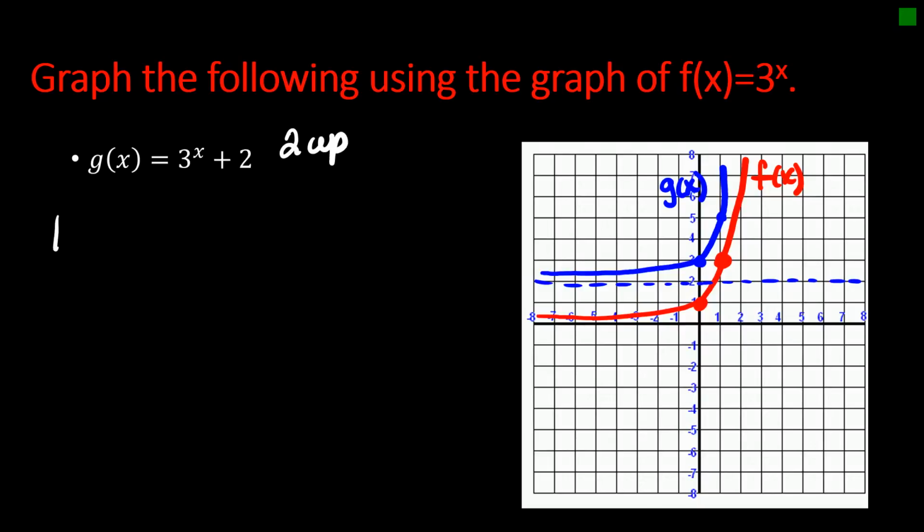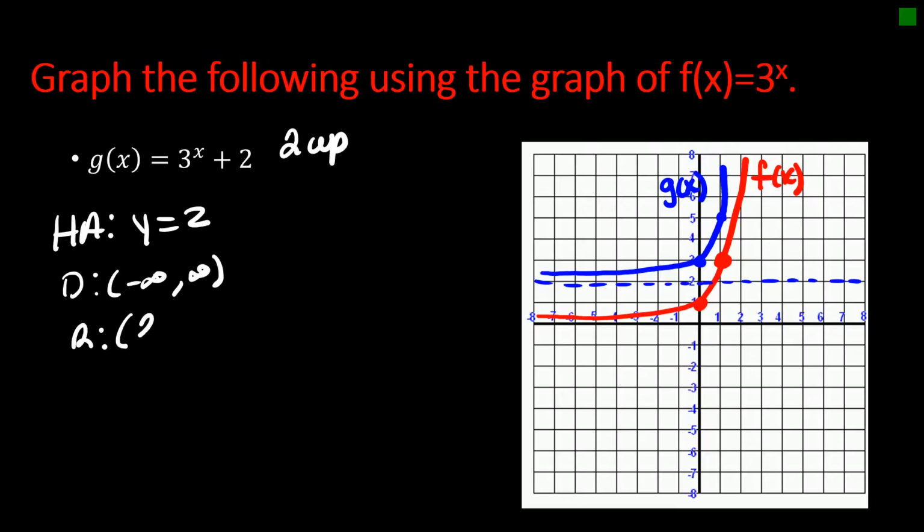So again, our horizontal asymptote changes to y equals 2 because it shifts 2 units upward. Our domain stays the same. And our range, because we shifted up, since 2 is a horizontal asymptote, we're going to start open at 2 to infinity.